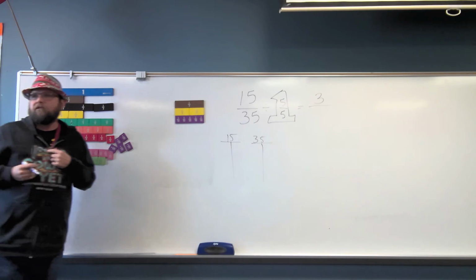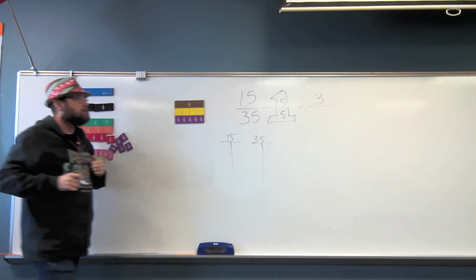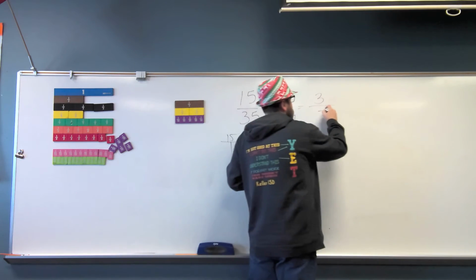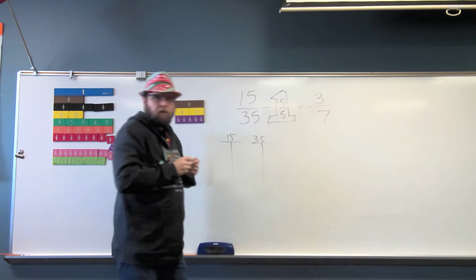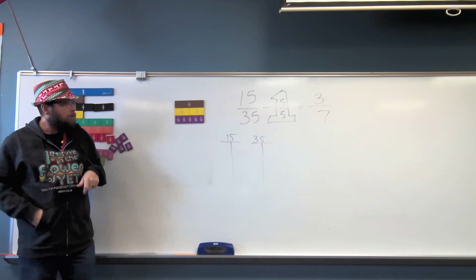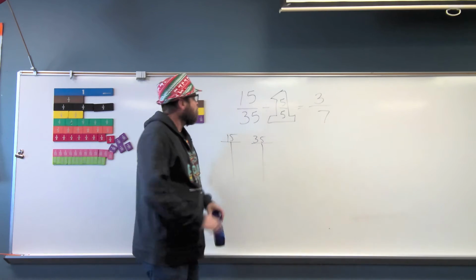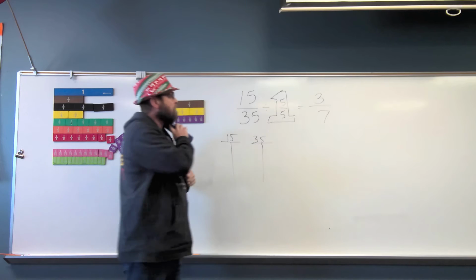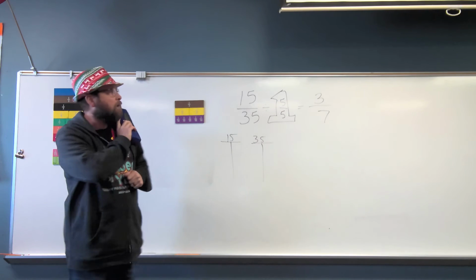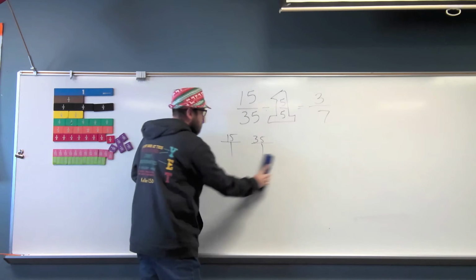And 35 divided by 5, Dallin? 7. 35 is divisible by 5, goes down to 7. 15 divisible by 5 goes down to 3.